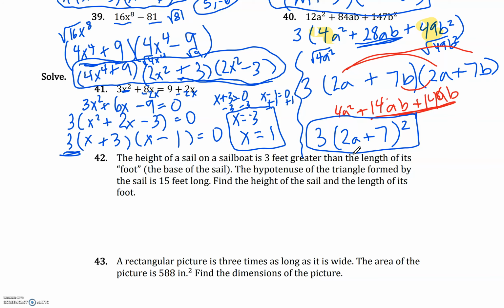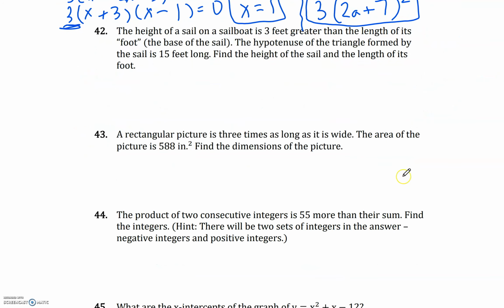All right, we're going to get into the good stuff now. We got some word problems here from chapter 5. This one is about a triangle, so I'm going to draw myself a little triangle. It says the height of a sail on a sailboat is 3 feet greater than the length of the foot.